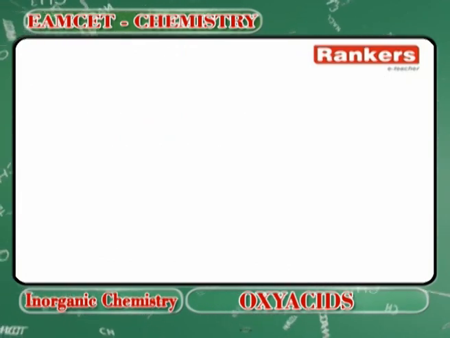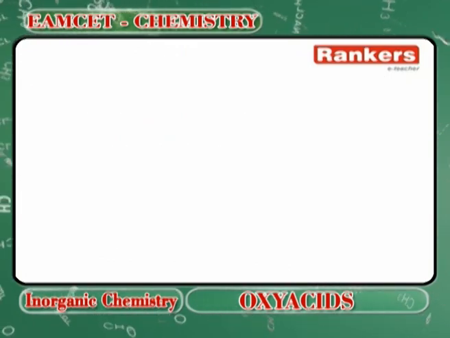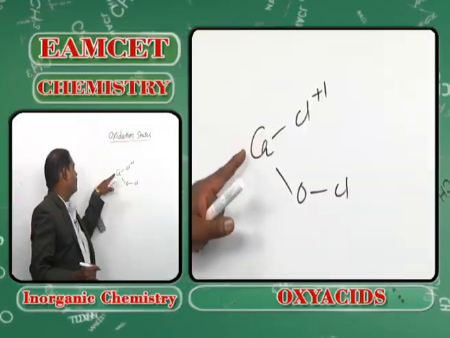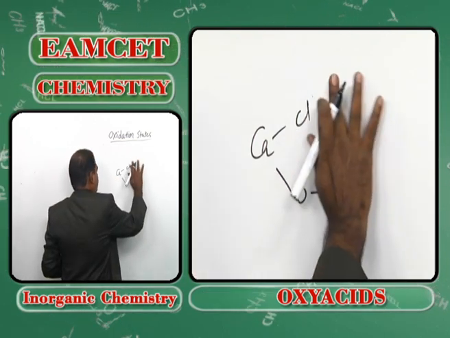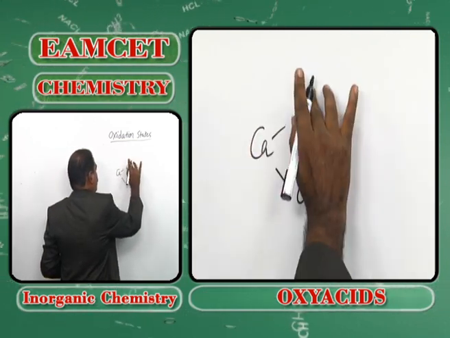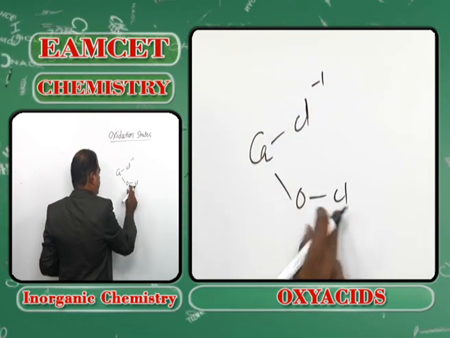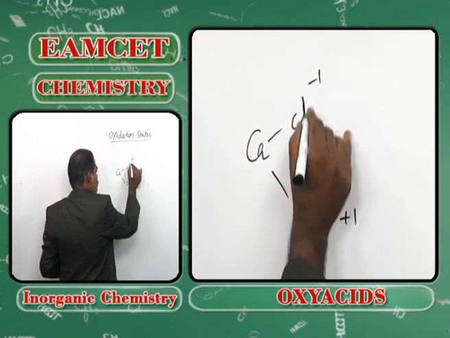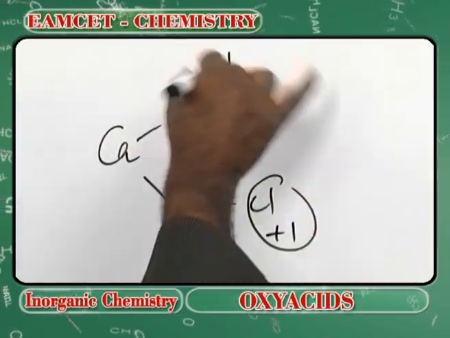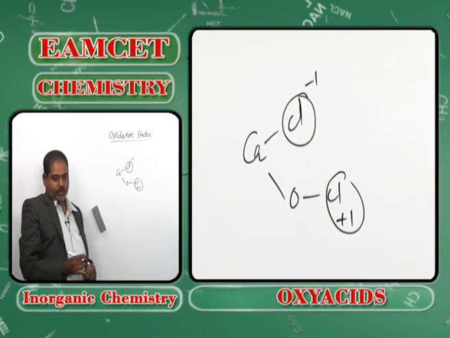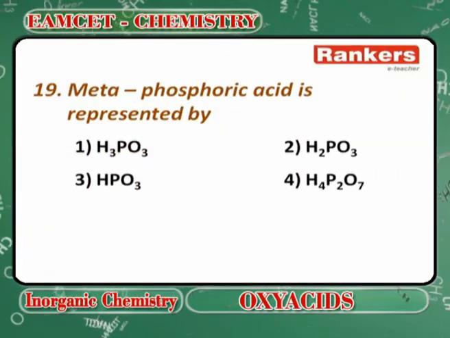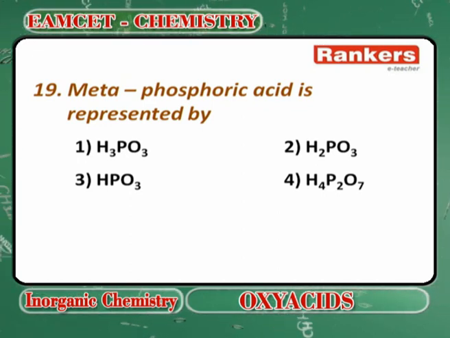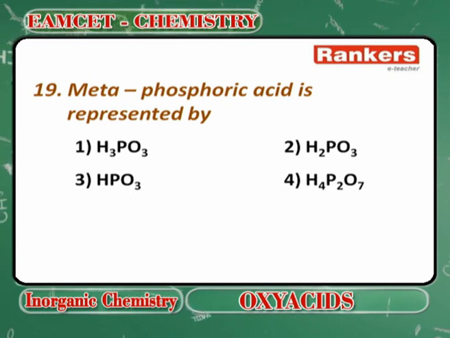So always remember CaClOCl, which is called bleaching powder. Here one chlorine is minus 1 because it is forming a bond with a metal. Calcium is plus, therefore chlorine is minus 1. And the other chlorine is forming a bond with oxygen. Oxygen is the strong team, so it is plus 1. So the 2 chlorines in bleaching powder are minus 1 and plus 1. Next question. Metaphosphoric acid, it is a repetition of yesterday. Metaphosphoric acid is represented by HPO3.